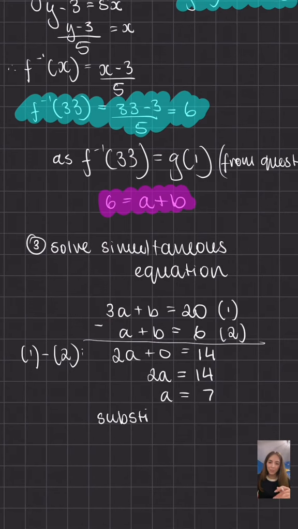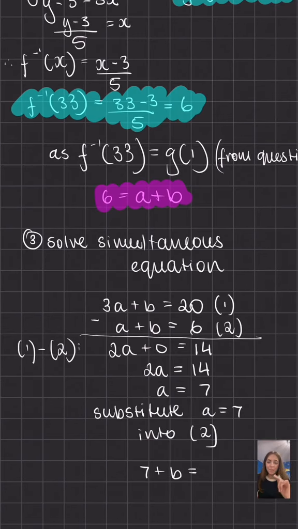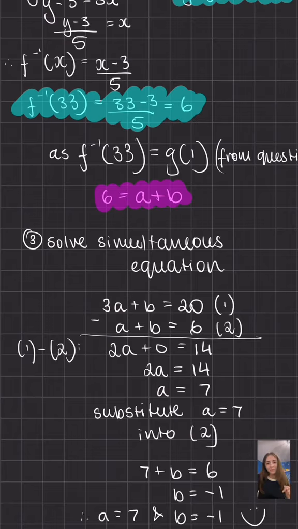My next step is to substitute the a back into one of the equations. It doesn't matter which one you choose to do. I chose the second one in order to get b equals minus 1. And that's our two answers. So we've got a equals 7 and b equals minus 1. This question is worth 5 marks, and now you know how to get all 5.